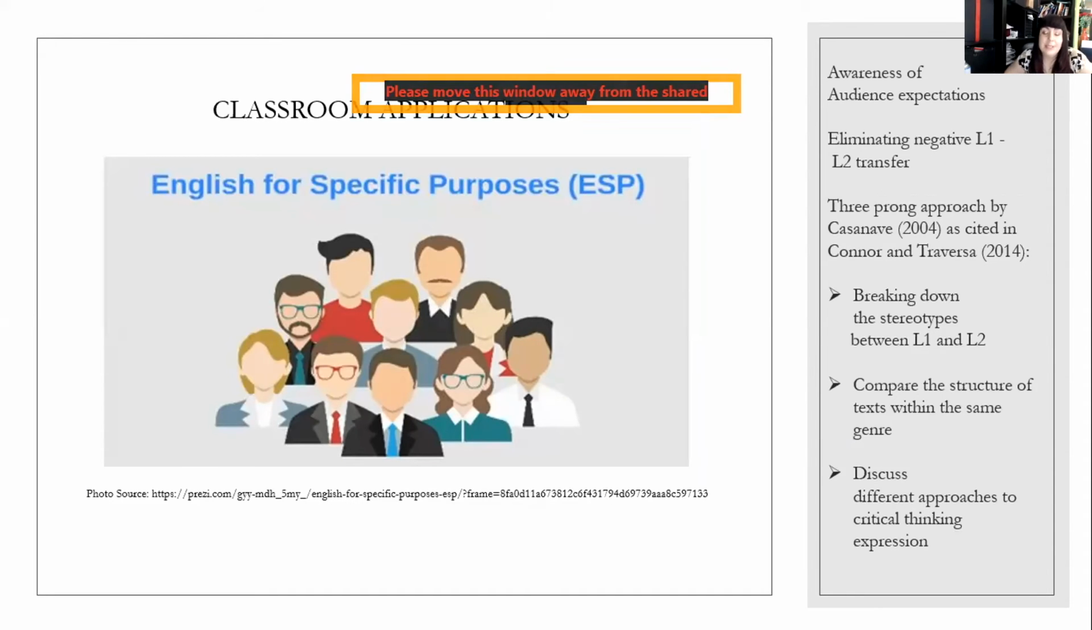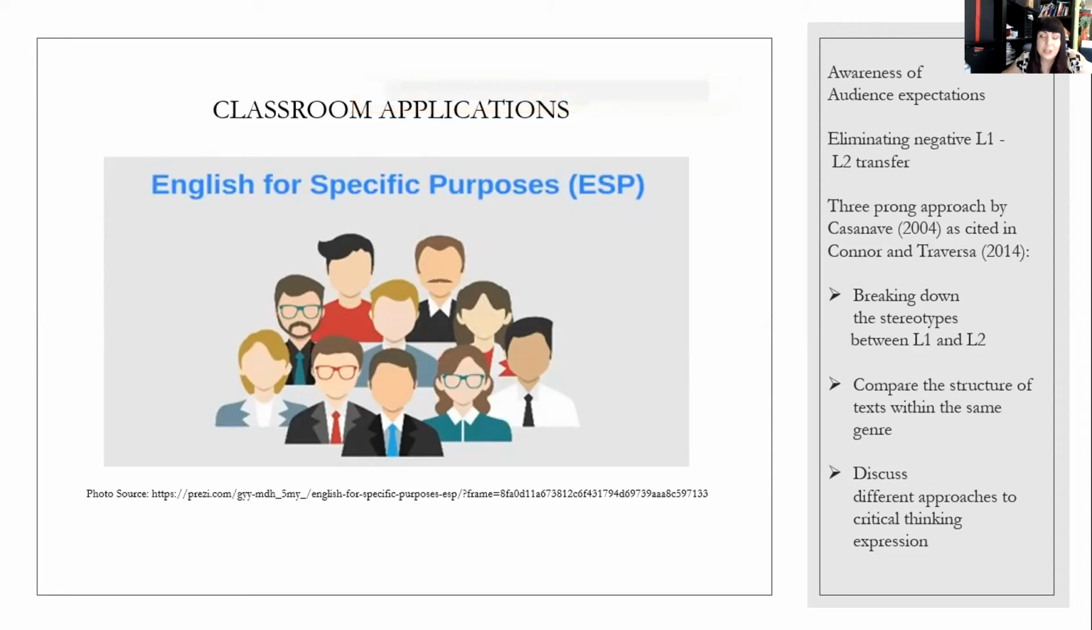So in this slide, we will discuss more pedagogical applications. Connor and Traversa 2014 state that the awareness of audience expectations leads to eliminating negative L1 to L2 transfer, and Casanave 2004, as cited in Connor and Traversa 2014, presents a three-pronged approach to bring intercultural awareness into the classroom, which consists of developing awareness of audience expectations, eliminating negative L1 to L2 transfer, and discussing differences in critical thinking expression.